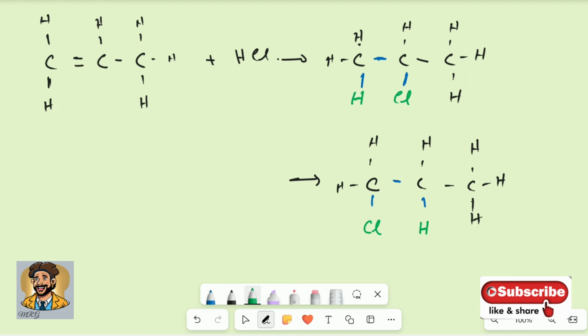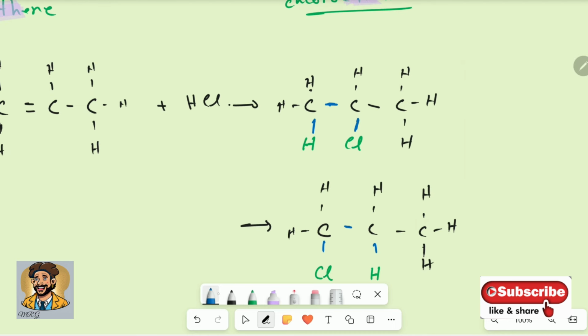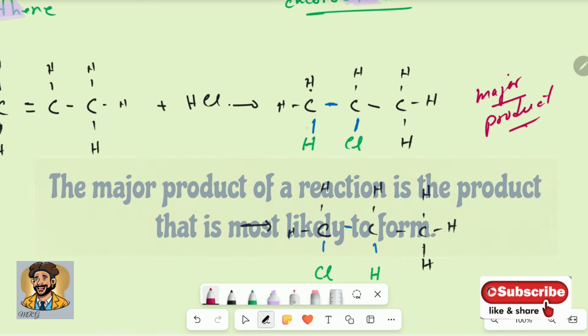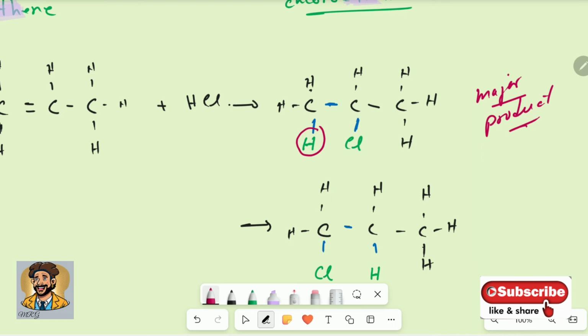All right, so we call this first one here the major product, which means it's the product that is going to be formed more. That is the major product, because this hydrogen came to the carbon that has more hydrogen. That carbon had two hydrogens before, as you can see there. The other carbon has only one hydrogen. So to form the major product, the hydrogen will go to the carbon that has more hydrogen.